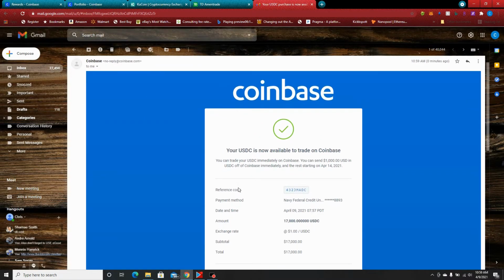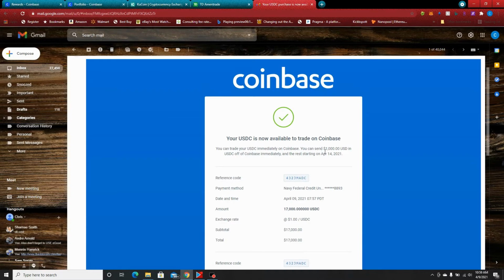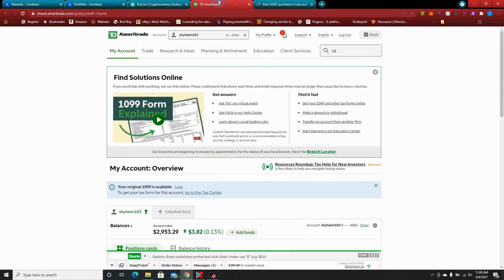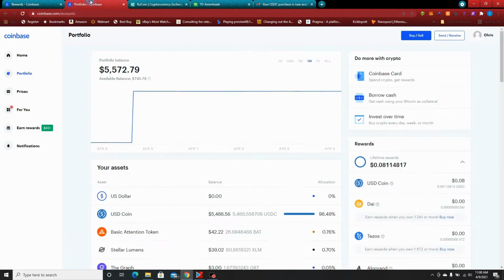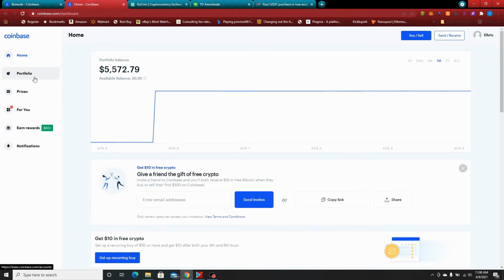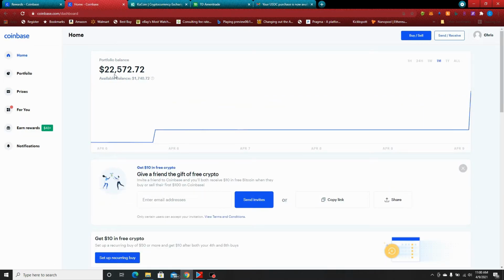You can trade your USDC immediately on Coinbase. You can send $1,000 in USDC off of Coinbase immediately, and the rest starting on April 14th. Which, by the way, I believe April 14th is the day that Coinbase is actually going public. So we see right here the exchange rate is $1. So there we go. There we are. So oops, wait, what am I doing? So let's go home and let's see. All right, so okay, there you go.